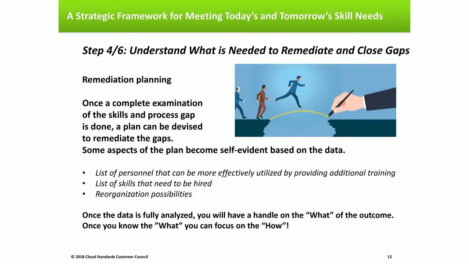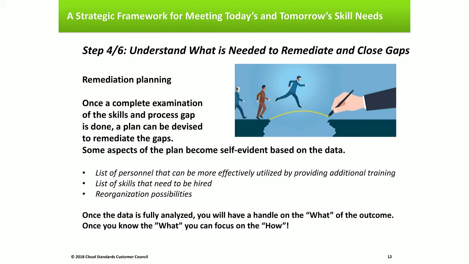Okay, so step 4 is to get an understanding of what needs to be remediated in order to be successful. Once a complete examination of the skills and process gaps is done, a plan can be devised to remediate the gaps. There's going to be a lot to consider, and you may feel that it's a bit daunting, and it will be, but some aspects of the plan become self-evident based on the data that you gather.